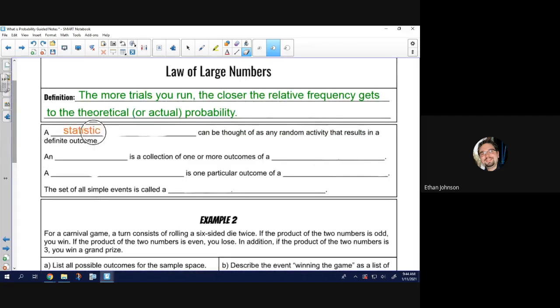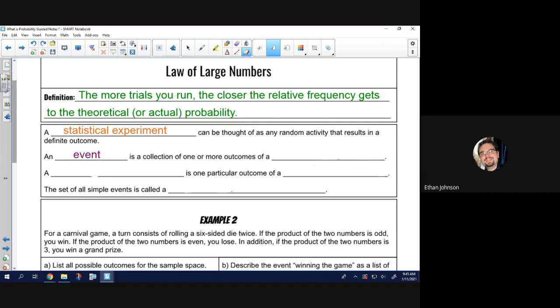So, a statistical experiment can be thought of as any random activity that has definite outcomes. Definite meaning there is no unlimited possibilities. We pull a card from the deck of cards, and it's either a red card or a black card. That is a definite number.